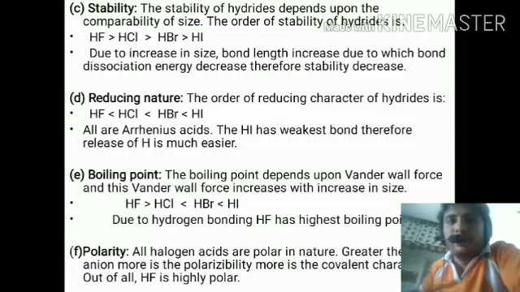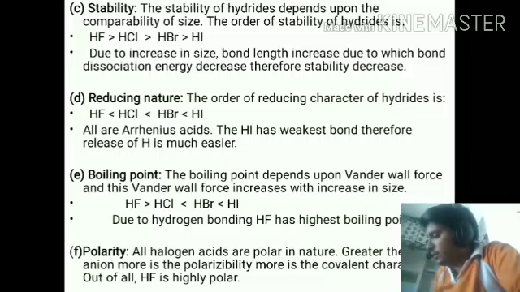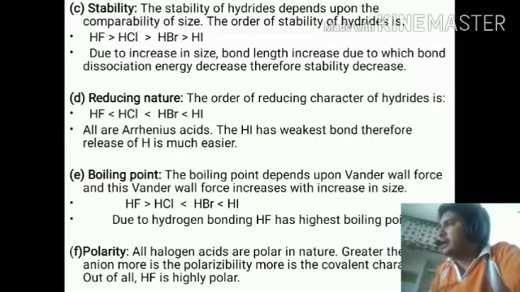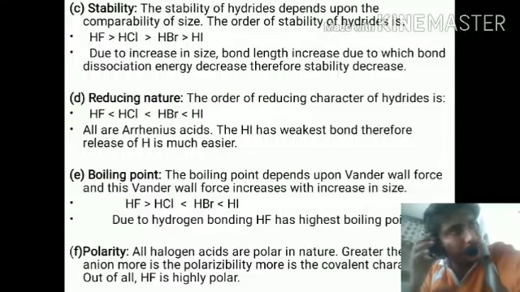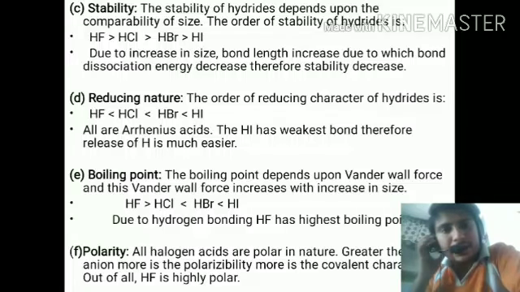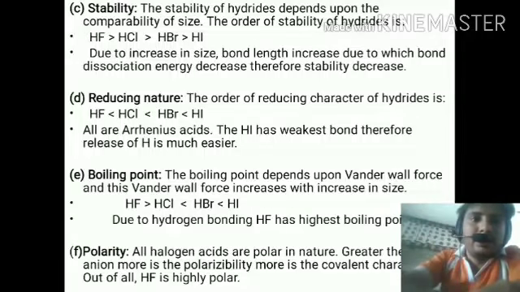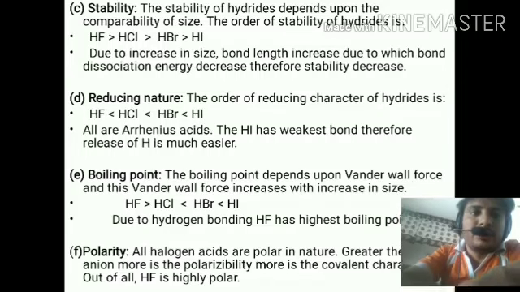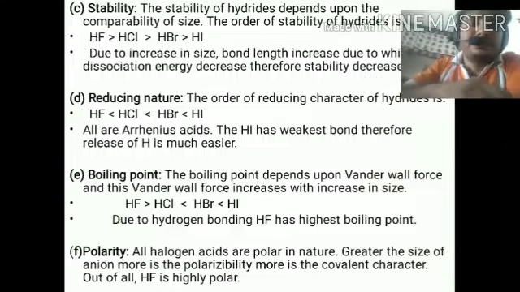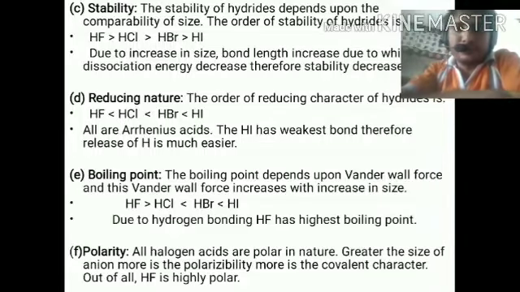Now if you talk about the boiling point and melting point, they increase from top to bottom. In the case of hydrides, HF has the lowest boiling point due to low molecular mass, but HI has the highest boiling point due to high molecular mass. The boiling point depends on the molecular mass and van der Waals force.